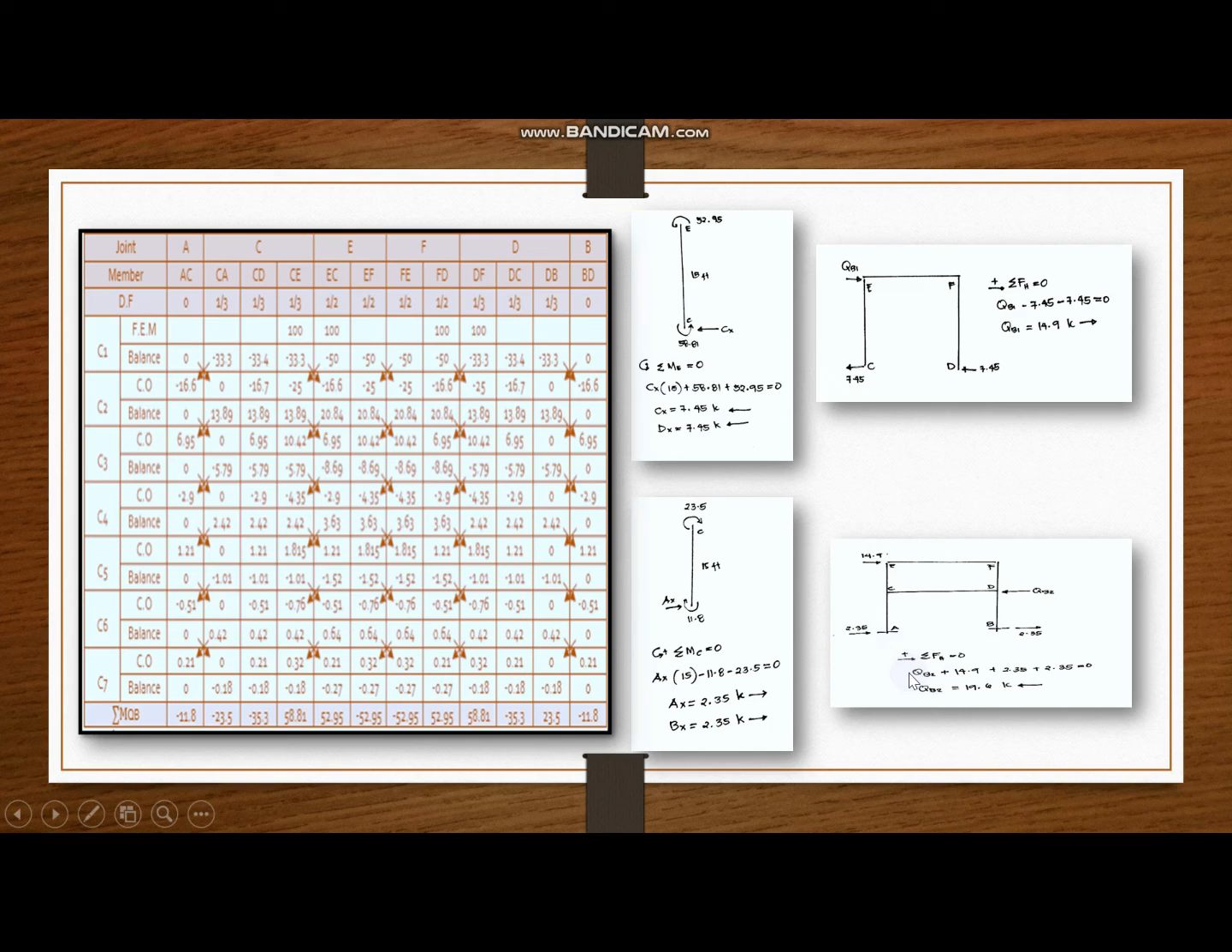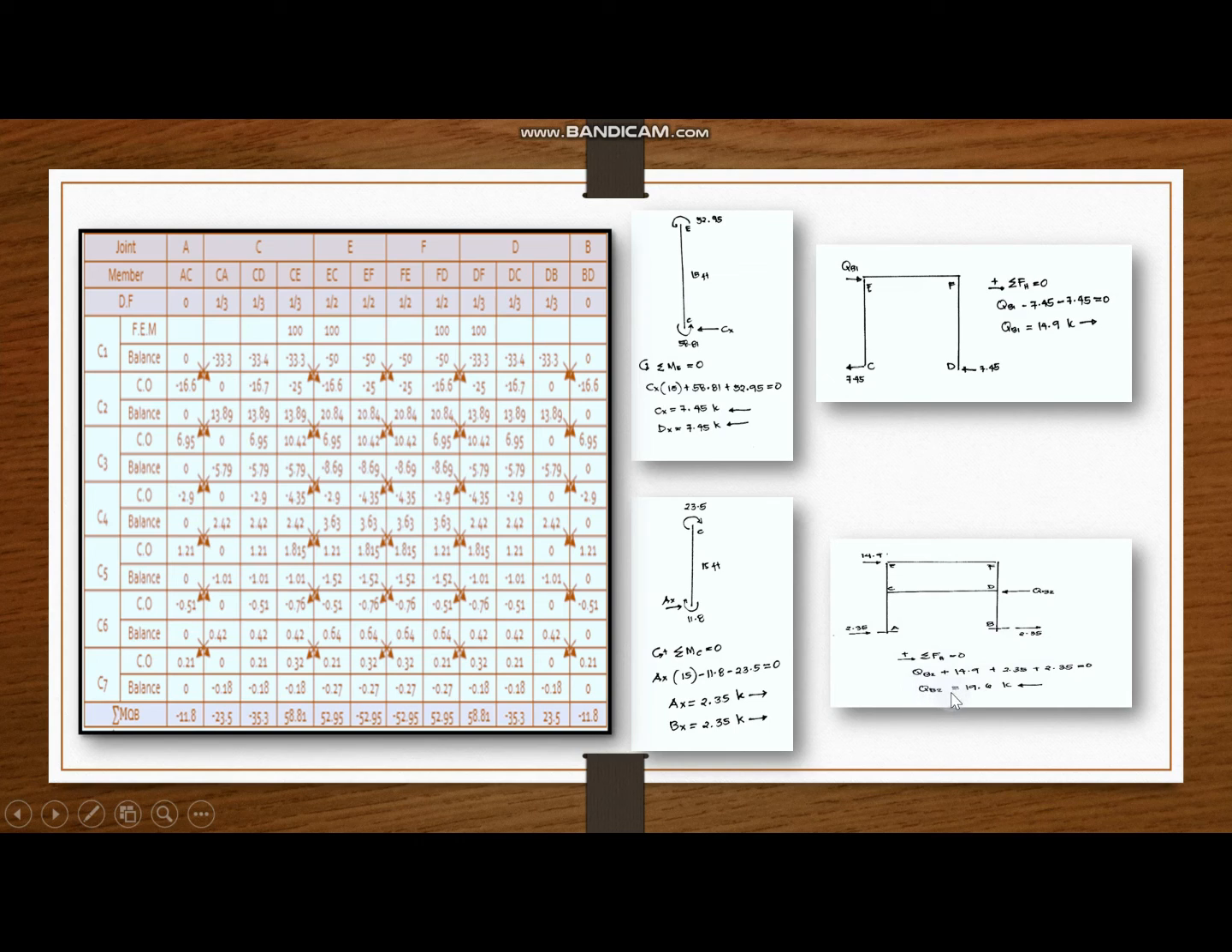Next is for our QB2. So all forces to the right is all positive. So summation of forces H is equal to 0. So QB2 plus 14.9 plus 2.35 plus 2.35 is equal to 0.